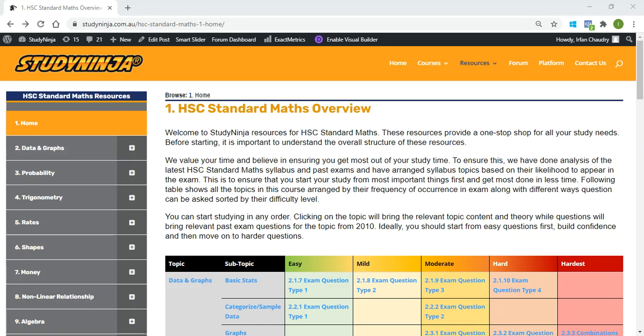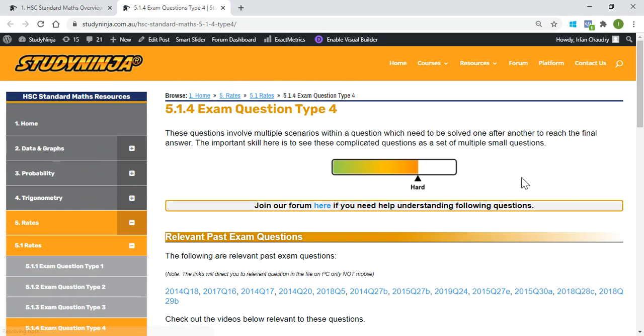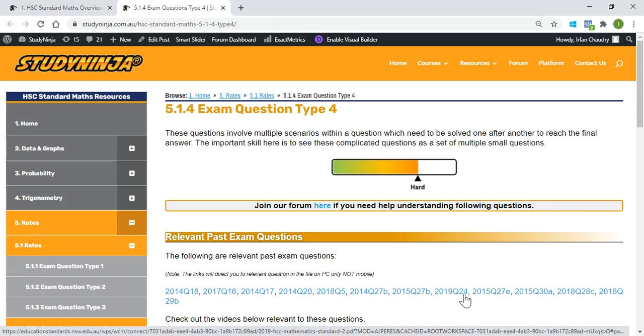Hi everyone, today's video is about question number 24 from the 2019 Standard Maths exam. This question came from the topic of rates, and if we go on the StudyNinja matrix, this one is from the section of 5.1.4. This is question type 4, which I have categorized as moderate in difficulty. So let's open this and go to question number 24 in the 2019 exam.